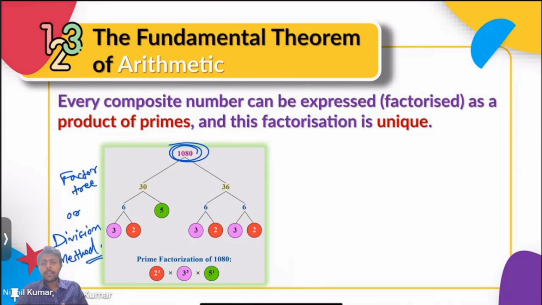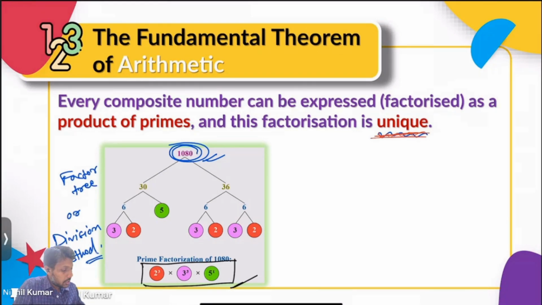But if you find the prime factorization of any number that I give you, this theorem says that the prime factorization is unique. For example, the prime factorization of 1080 is unique. It's always going to be this. It's always going to be 2 cube multiplied by 3 cube multiplied by 5. Always. No matter who finds, which person finds the prime factorization of 1080. It's always going to come like this, and that's what this theorem is saying.